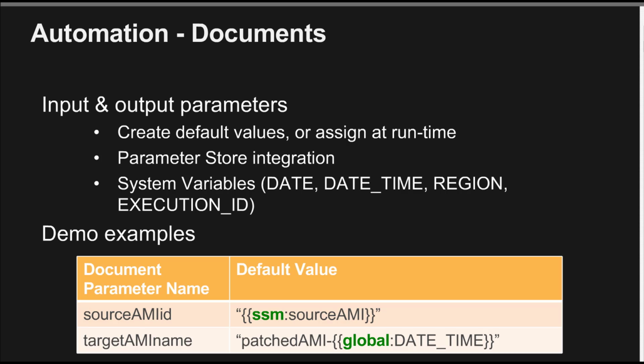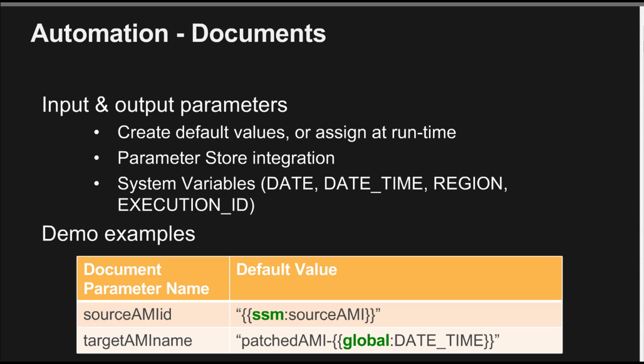We also support system variables, so as we saw in the AMI ID name, we support date time. You can also reference date, region, or execution ID as well. And then in the demo examples down below, you can see how we referenced within the JSON the parameter store in those variables.